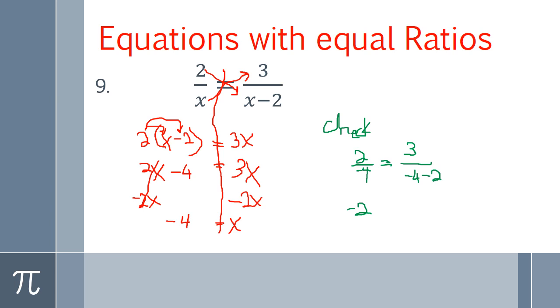I'm sorry, this is supposed to be 1 over negative 2 equals. The bottom here is negative 6, which means I'm going to end up with 1 over negative 2, because 3 over negative 6 is 1 over negative 2. That means I did the work correctly, and the final answer for x is negative 4.